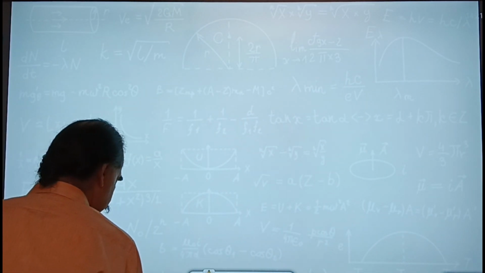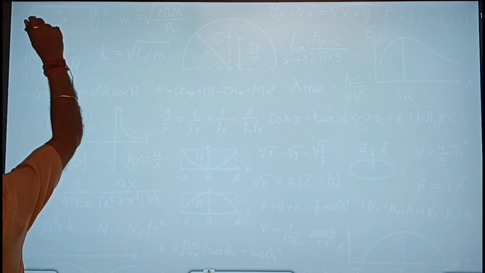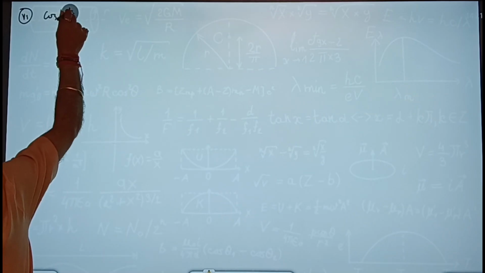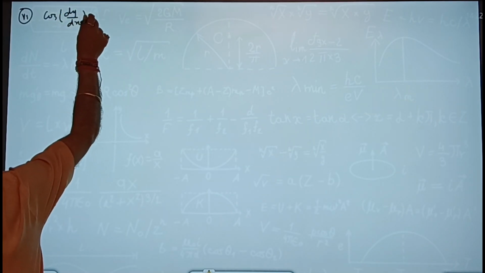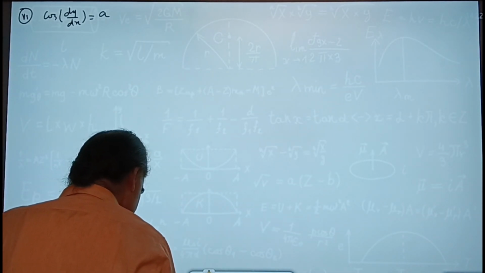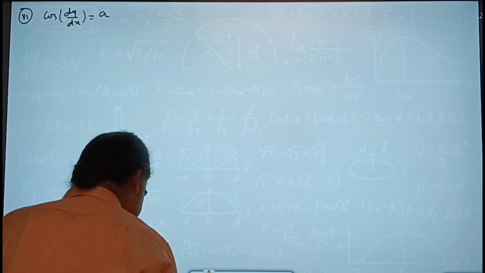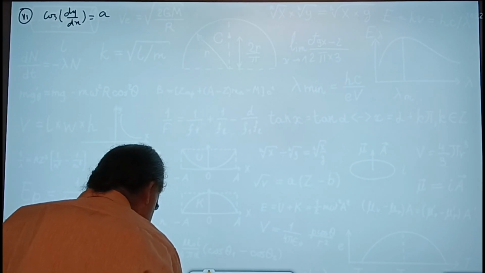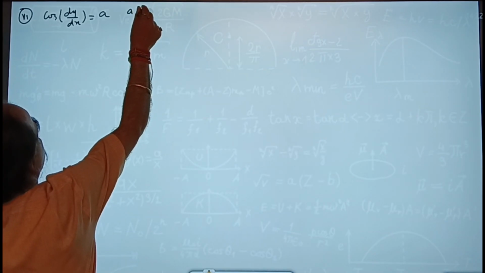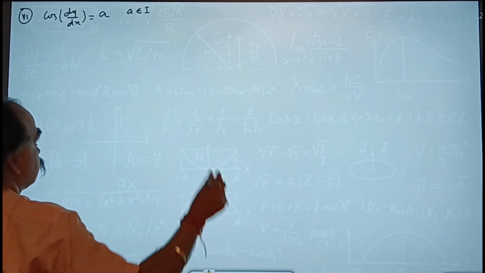Next is cos dy by dx is equal to a. And they given a belongs to positive integer. Condition given is what? y of 0 is 2.